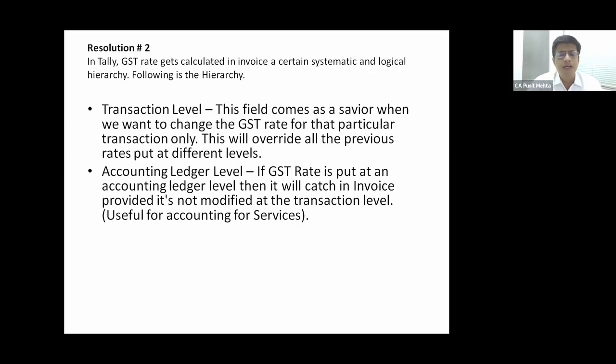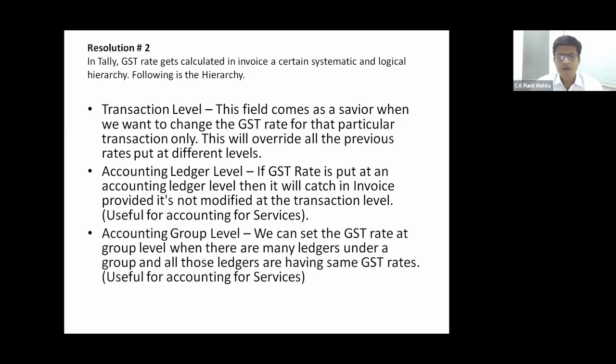The prime reason could be that my accounting ledger, which has been selected, the sales accounting ledger, whatever, or the purchase ledger, might have provided a different rate. So you see the difference: in the ledger level there is a different rate, and in the item master there's a different rate. Tally's architecture has been made in such a way that the accounting ledger has to be given preference. Why, that is a different matter, but first understand that this is how Tally's logic behaves. And once we understand that Tally's logic behaves in this manner, we can also correct ourselves.